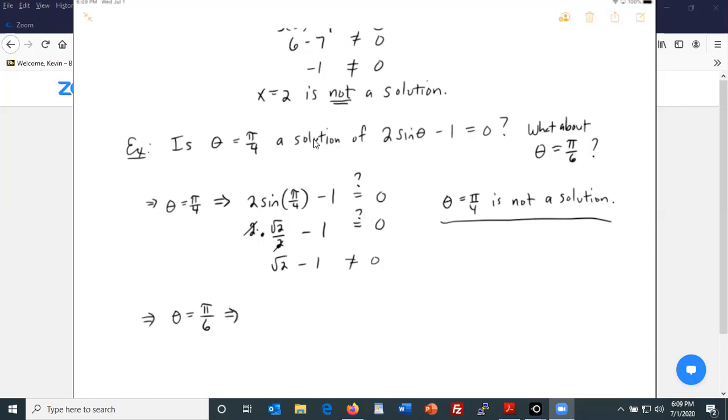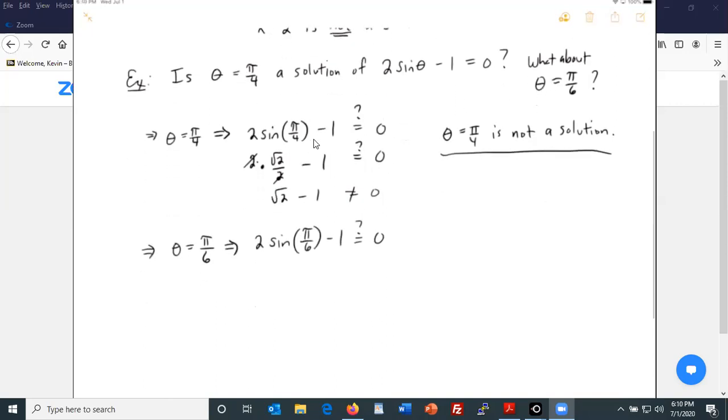So repeat the same process. Plug it in. So we do 2 times the sine of pi over 6. We're going to go to the unit circle and grab that. Does that equal 0 after I reduce it down? Let me give you a minute there just to get caught up a little bit. And if you are caught up, can you find the sine of pi over 6? Find the value. What is the sine of pi over 6? It should be 1/2.